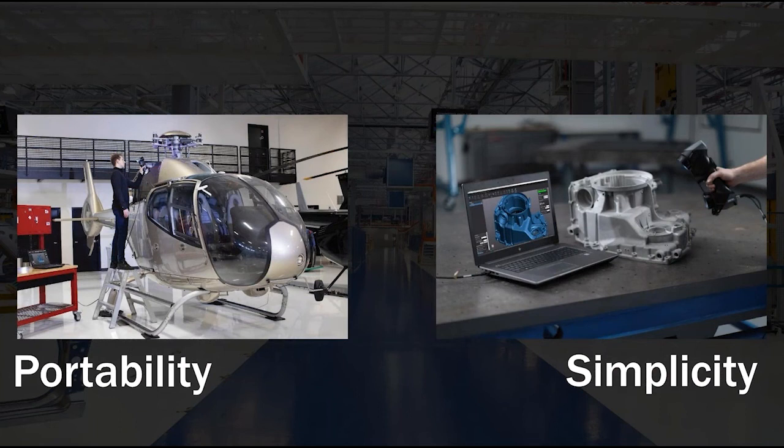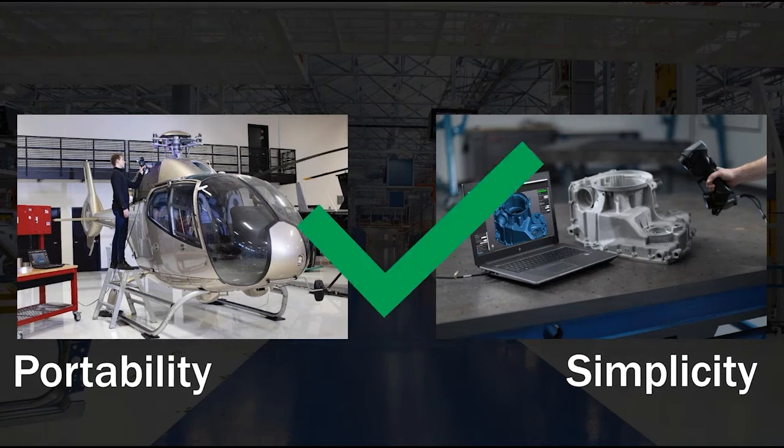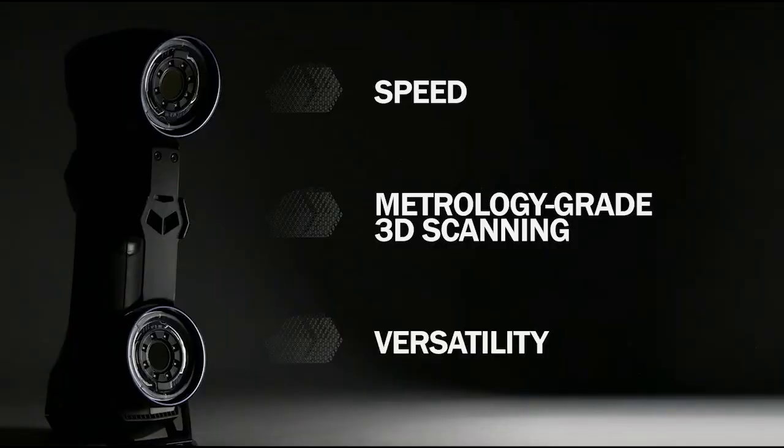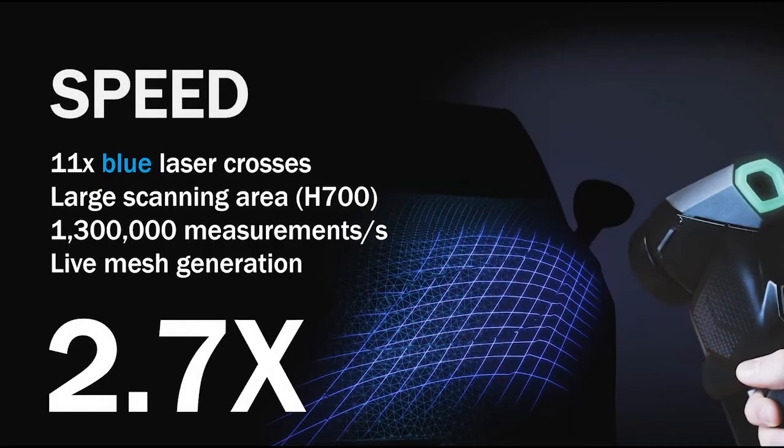So I'm not going to talk about the portability and simplicity of the HandyScan Black since they are a given to me. Portability and simplicity are still the main reason why our customers are purchasing Creaform devices. But during this presentation, I will talk more about the 3 other benefits that have been improved significantly with the HandyScan Black. So the speed, the metrology grade, where we combine the scan quality, the accuracy, and measurement reliability, and the last one, the versatility.